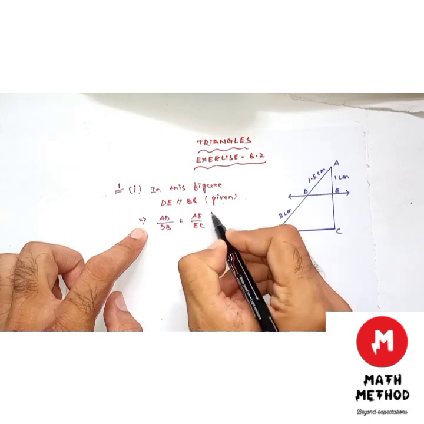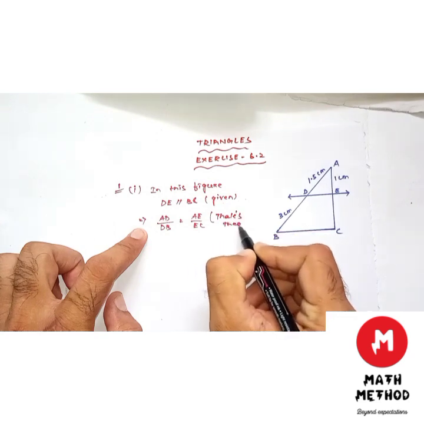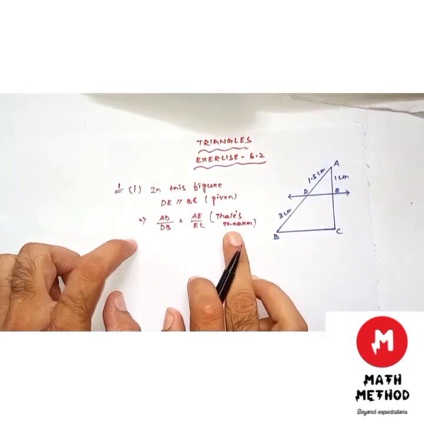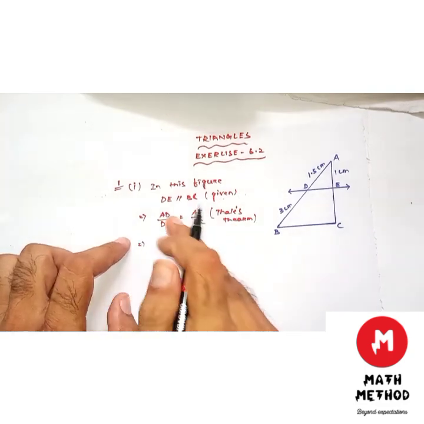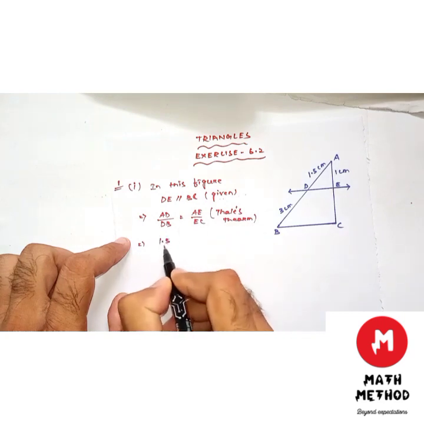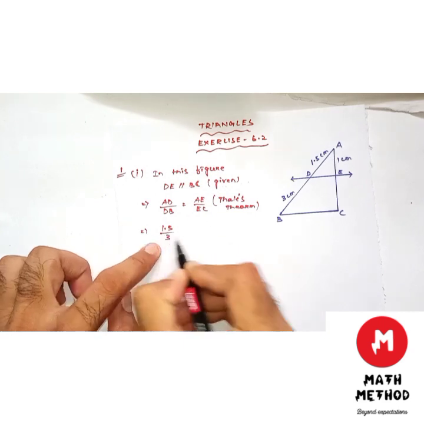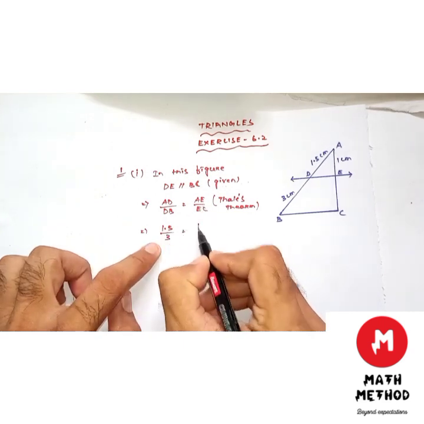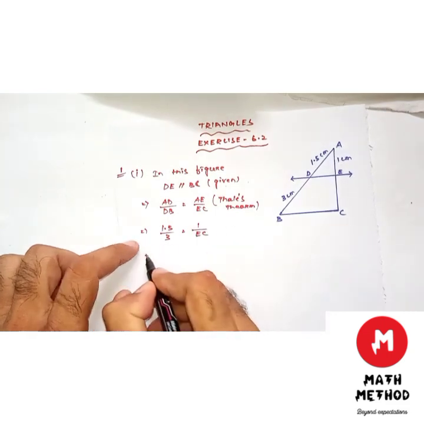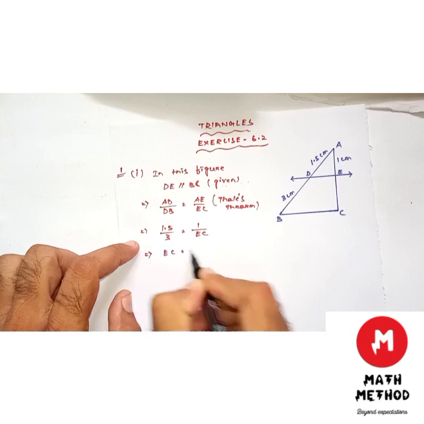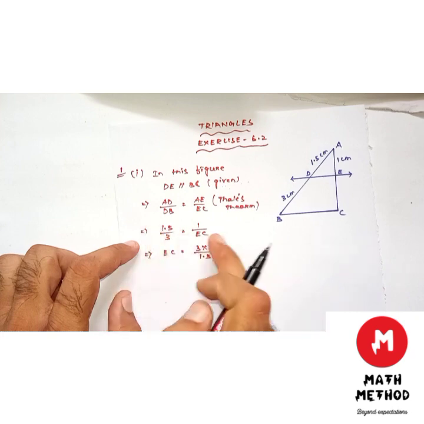This is called Thales' theorem, or you can write it as the basic proportionality theorem or BPT. Clear? This implies AD is given as 1.5 centimeters divided by DB, which is 3, is equal to AE, which is 1, and we have to find the value of EC. So EC is equal to 3 into 1 divided by 1.5. This is our cross multiplication.